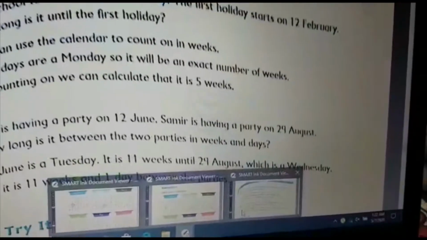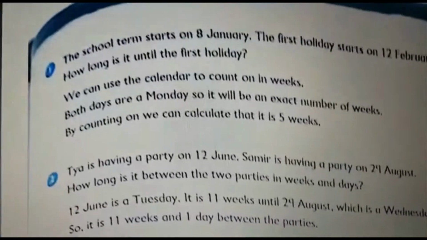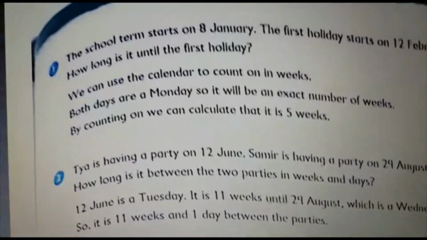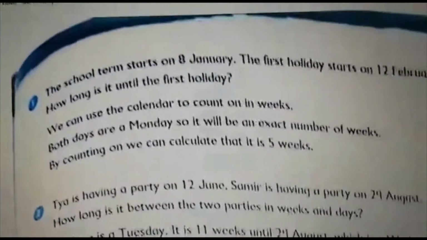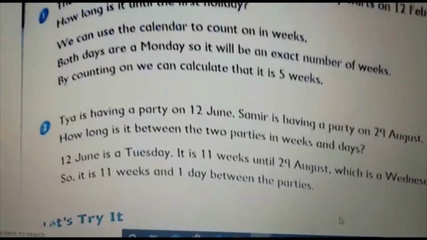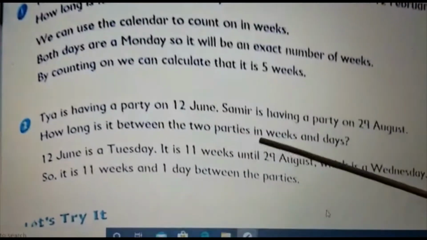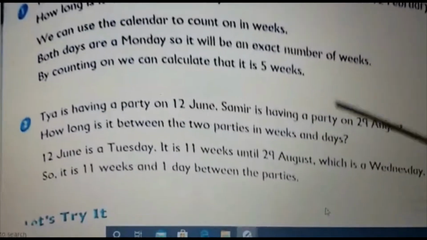So just have a look into the answer. So see, by counting on we can calculate it as 5 weeks. Is it clear? So coming to the next question. What's the next question? Tia is having a party on 12th June. Samir is having a party on 29th August.